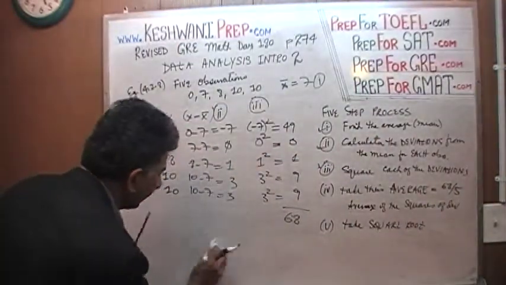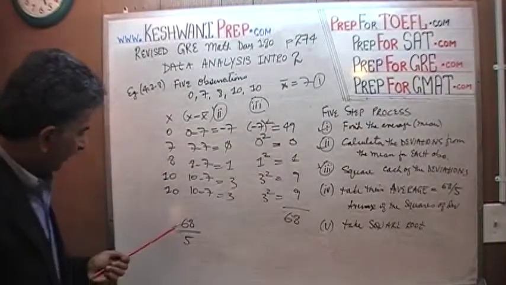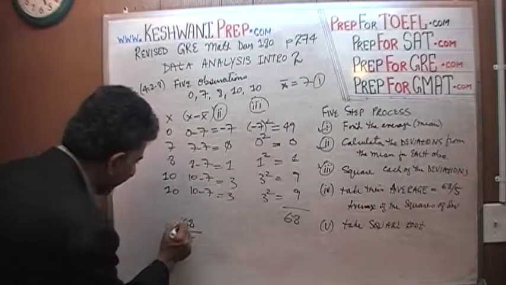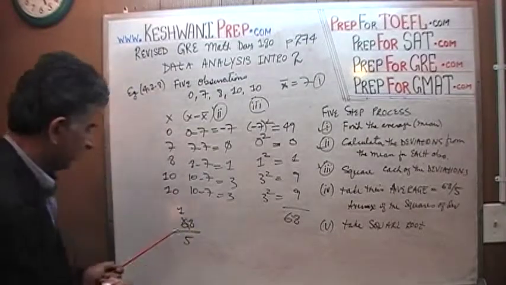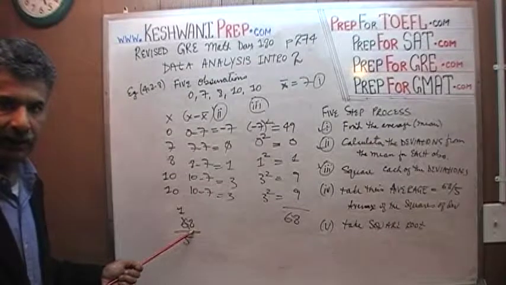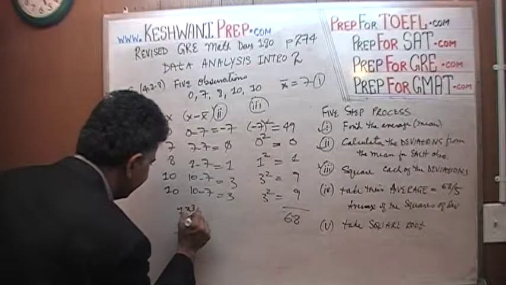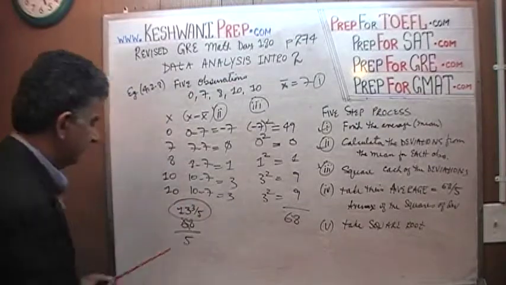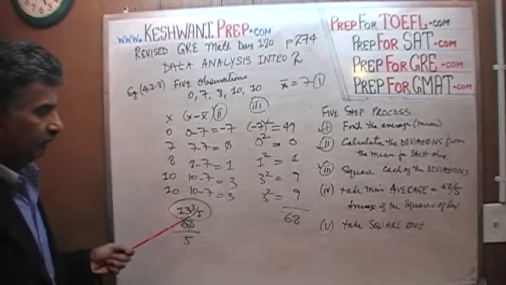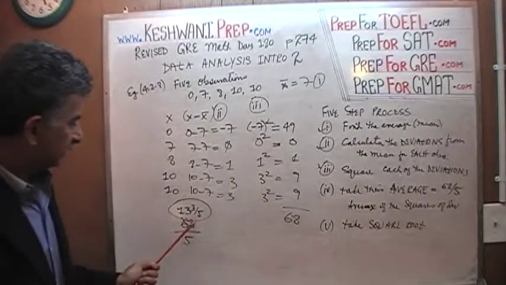Let's see what 68 divided by 5 is. How many 5s in a 6? 6 has 1 5. The remaining one goes and joins the 8, becomes 18. How many 5s in a 18? 18 has 3 5s. 3 5s are 15. And the remaining 3 is the remainder. So it turns out that the average is 13 3/5. We are at the penultimate step, the very second to the last step here. It turns out to be 13 3/5.